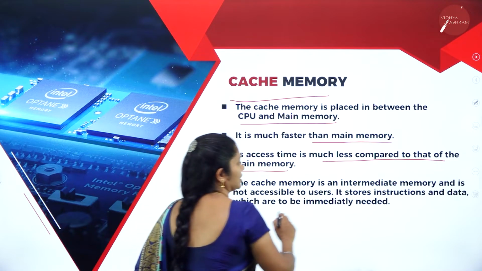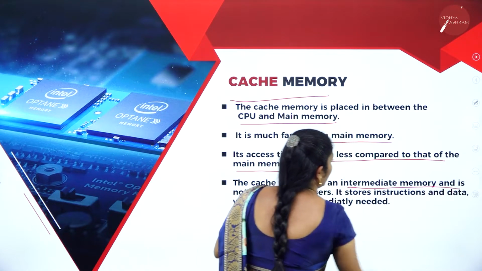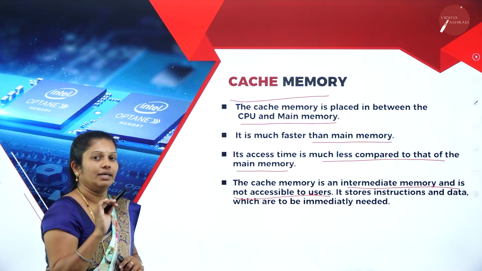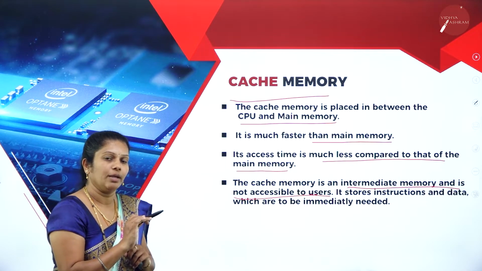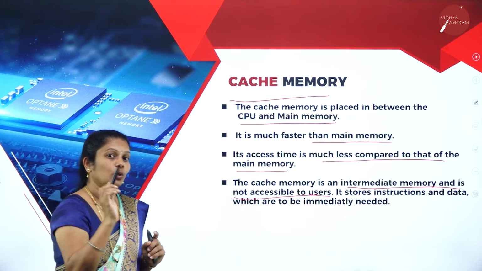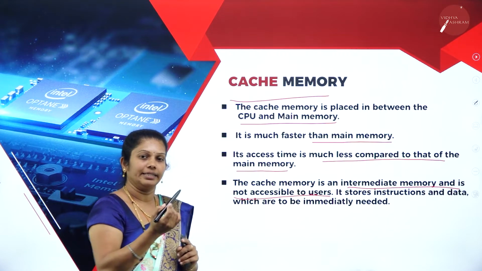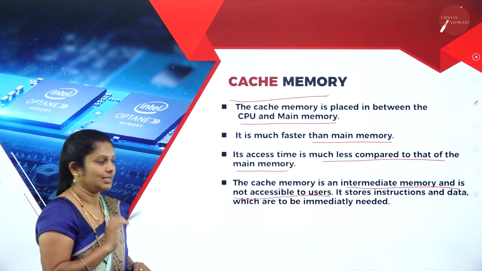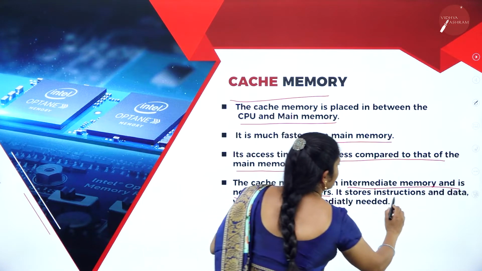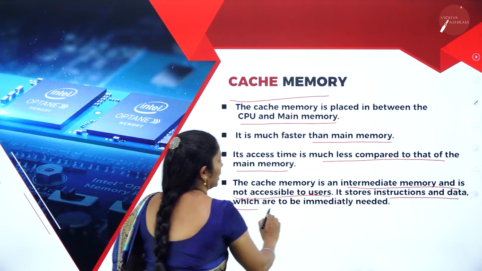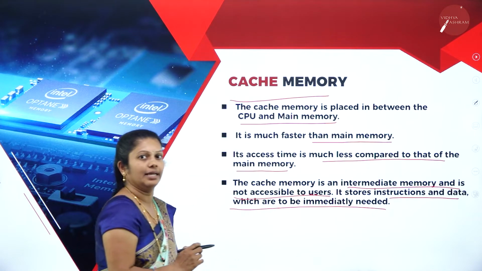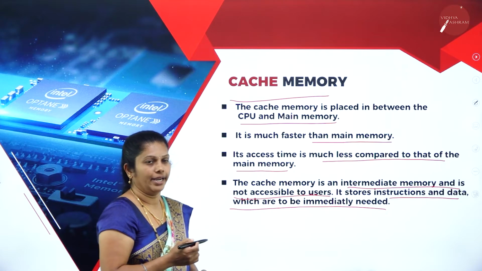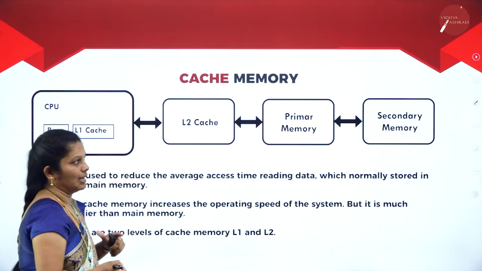The cache memory is an intermediate memory and it is not accessible to the user. Whatever data is in the cache memory cannot be accessed by the user, but data in the secondary memory can be accessed. It stores instructions and data which are immediately needed. Whichever data we immediately need, only that type of data it can store. I will show with an example.